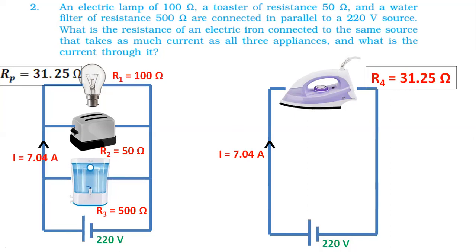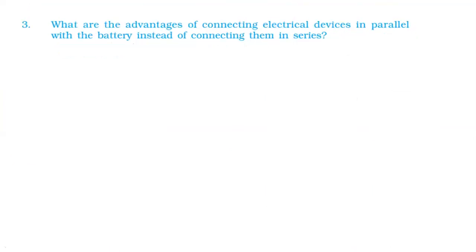Okay, now let us go with the third question. In the third question, they are saying, what are the advantages of connecting electrical devices in parallel with the battery instead of connecting them in series? Okay, students, can you do me one favor? Please put a star mark on this question. For this third question, put a star mark.